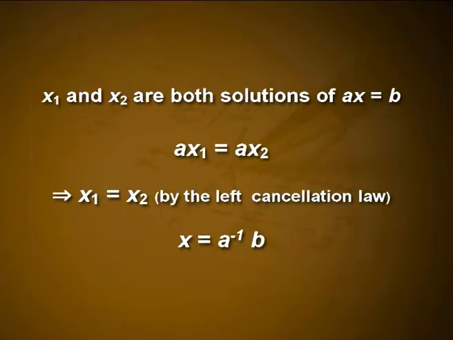We must now show that this is the only solution. Suppose that x1 and x2 are both solutions of ax is equal to b. Then we have ax1 is equal to ax2, which implies x1 equal to x2 by the left cancellation law. Hence, x is equal to a inverse b is the unique solution. The proof of the second one is similar.